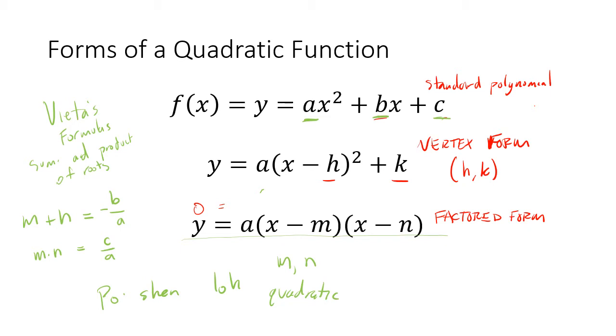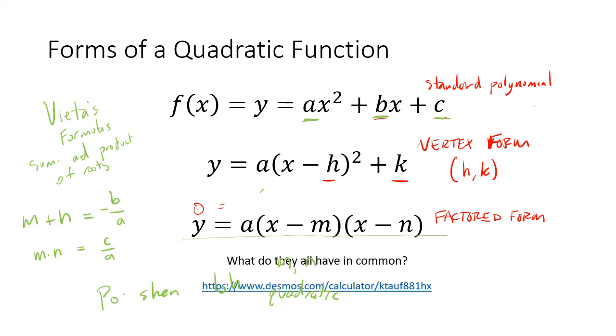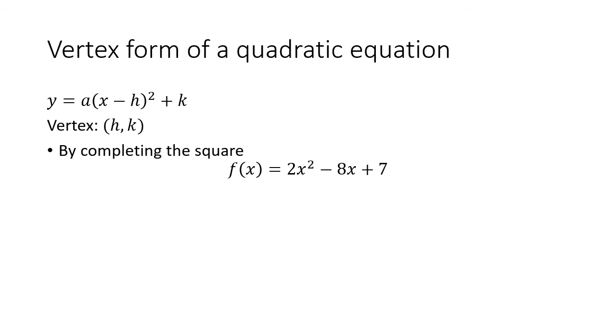So now we're going to talk about the vertex form. The vertex form of a quadratic equation looks like this, all right? And it's really nice because (h, k) is the vertex. Now the thing is, I'm not always given the quadratic in this form. So how do we get to this form? We get to it by completing the square.